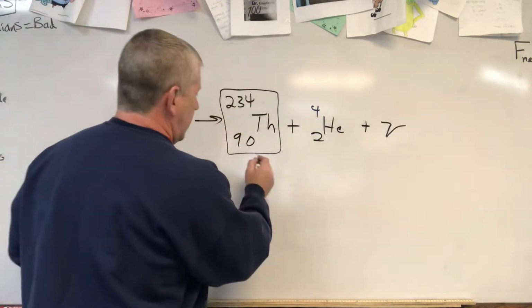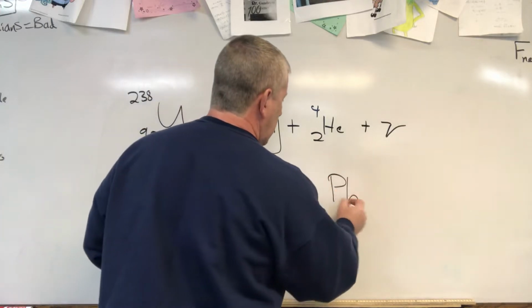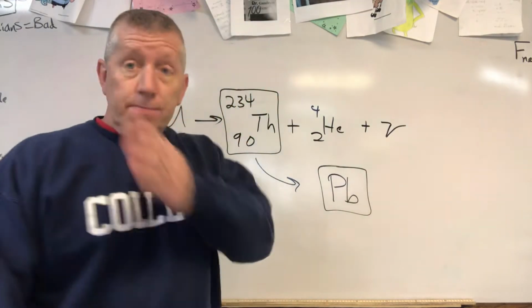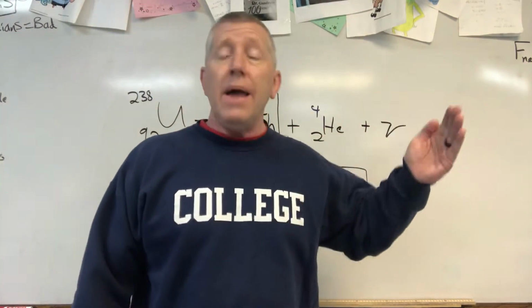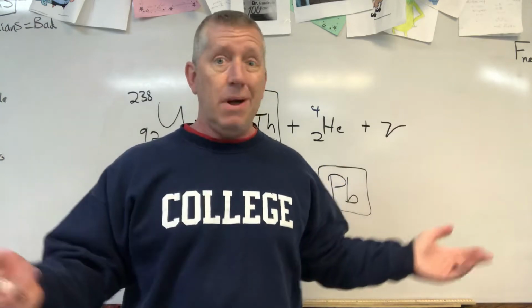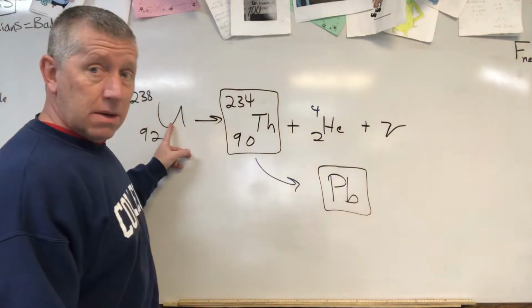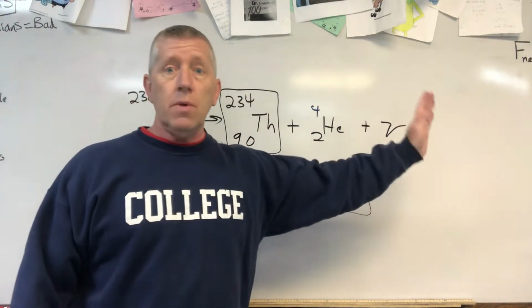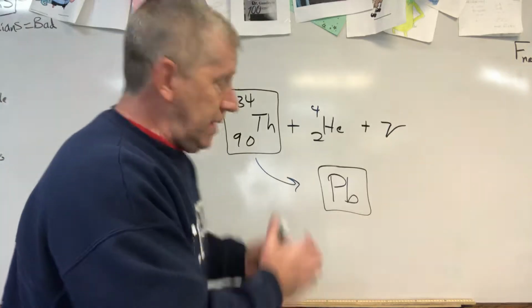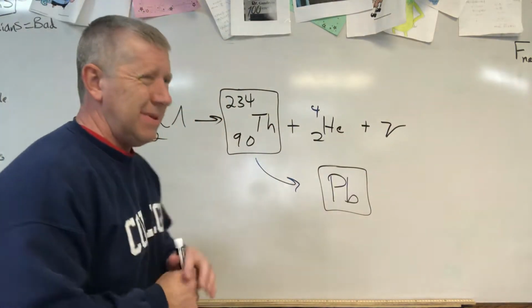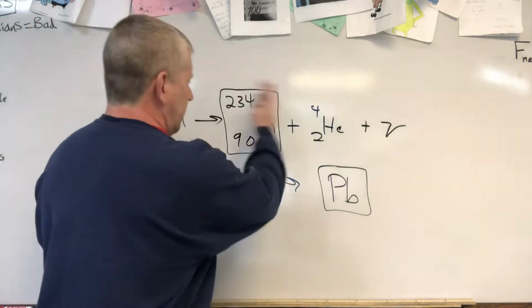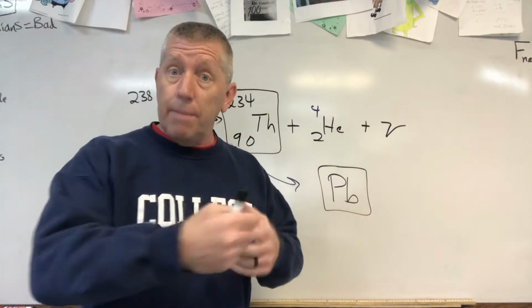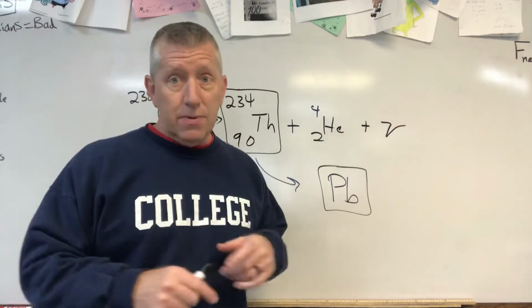And eventually, thorium will become lead, lead being relatively stable. But there are multiple steps along the way to get there. It doesn't just happen all at once. You can't go from here to there without going through several other steps along the way. That's called a decay series. A decay series has multiple steps, 9 of them for this to take place. In some steps you'll give off an alpha particle, and some steps will give off a beta particle.